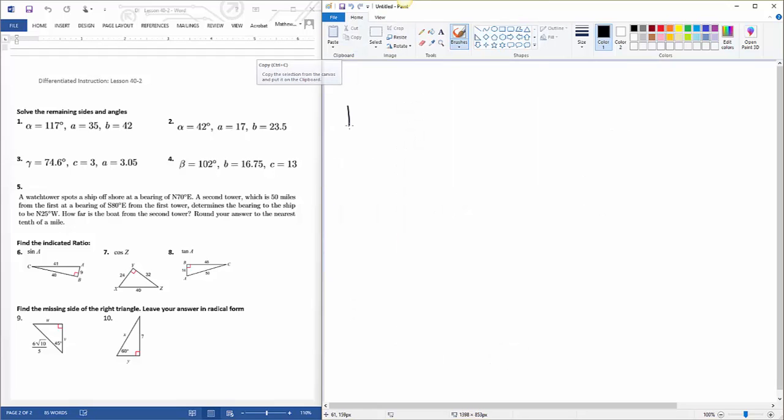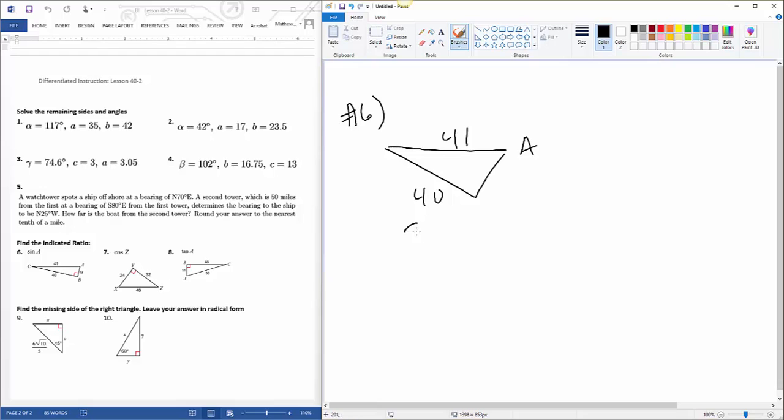Alright, now number 6, finding the indicated ratio, just says find the sine ratio of A. So if this is my triangle, here's A, I know it's opposite over hypotenuse. So the sine of A equals opposite 40 over hypotenuse 41.